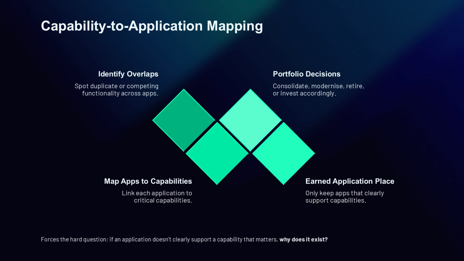Now that you know the failure patterns, you use capability to application mapping to bring discipline to the application landscape. You map which applications support which capabilities and where the overlaps exist. This gives leaders a portfolio view that can drive rational decisions. Consolidate here, modernize there, retire this, and invest in that.